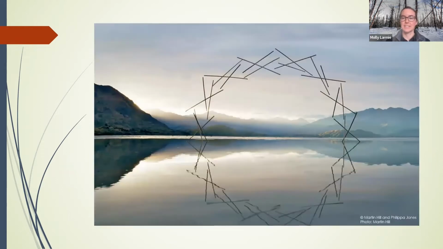Other land artists like Martin Hill and Philippa Jones, they take a more sensitive, sustainable approach. So they use only natural materials and gravity to create their sculptures, which is pretty incredible. And those sculptures will break down over time and cause no permanent damage to the ecosystem.